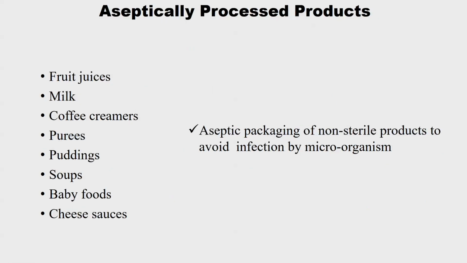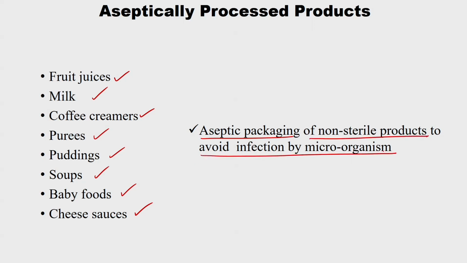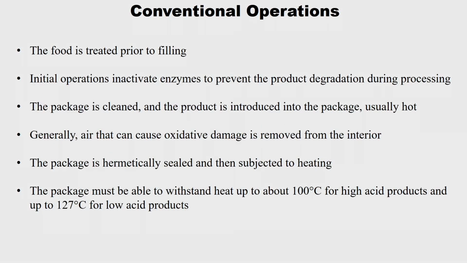And what are all the aseptically processed products? Fruit juices, milks, coffee creamers, purees, puddings, soups, baby foods, cheese sauce. These are all few of the examples. And also the aseptic packaging of non-sterile products to avoid infection by microorganisms. It is not like I will always use sterile product in this sterile packaging, and there may be products which are non-sterilized, but the packaging system will be under aseptic conditions to avoid further infection by microorganisms.